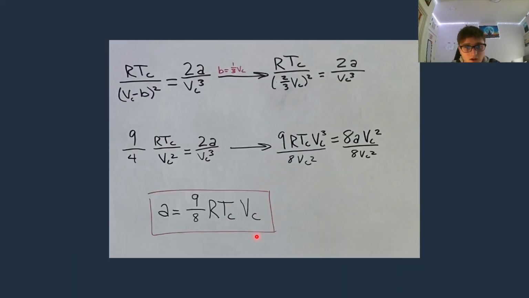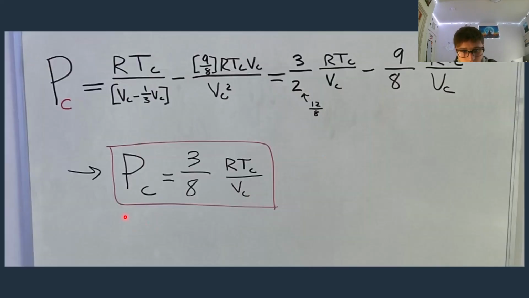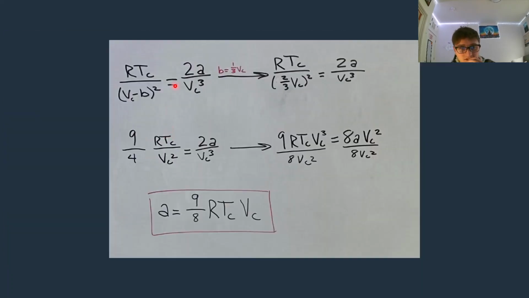volume. Now we want to find a, so we can just take one of our equations and insert b into there. So when we do that, we get VC minus 1/3 VC, so that becomes 2/3. Square that, so it becomes 9/4. Same thing, and then we're going to cross multiply, then we're going to divide, again, more algebra, and we figure out what a is.